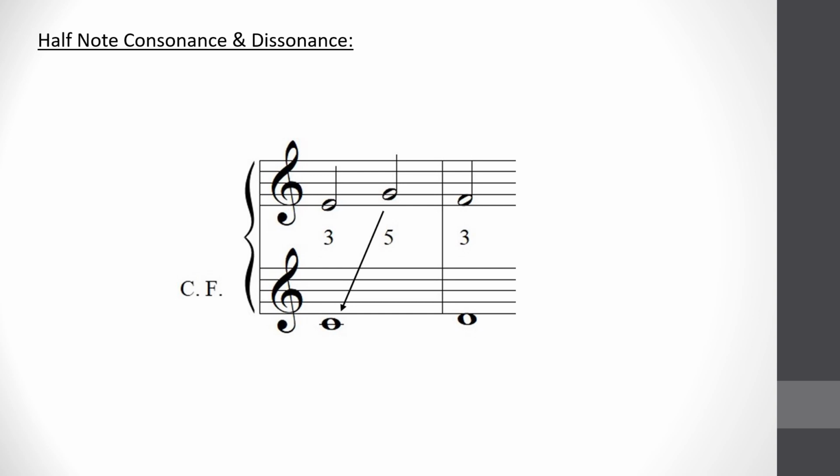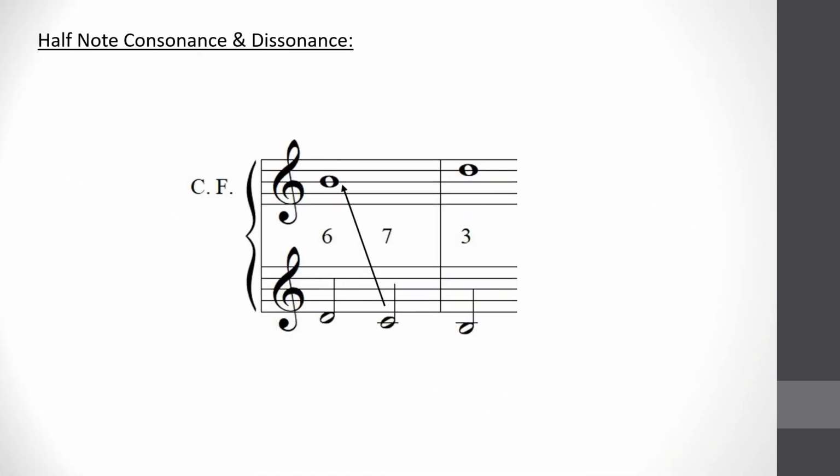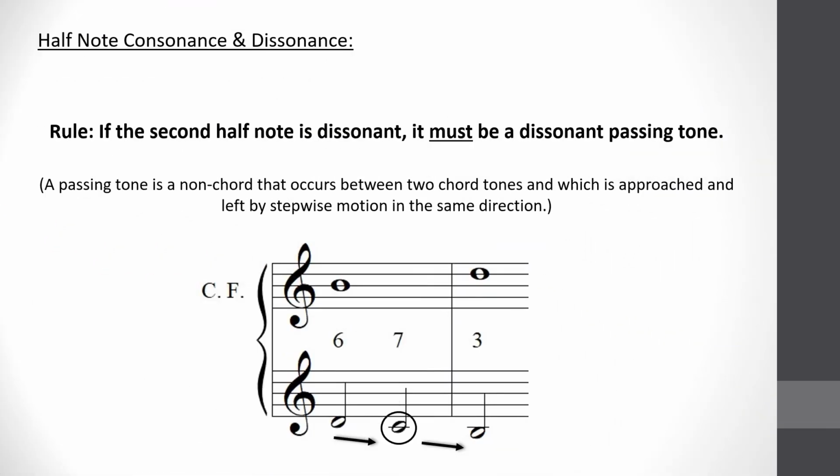Here's an example of the second half note forming a consonance with the cantus firmus. Here's an example of the second half note forming a dissonance with the cantus firmus. If the second half note is dissonant, it must be a dissonant passing tone.